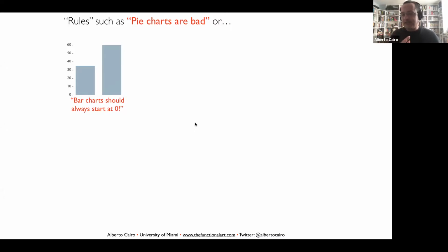But for example, let's take another one. Bar charts should always start at 0. That's something that I have written myself, right? That's a recommendation that I have given and that I still give. But I'm going to tell you why I still give that recommendation in just one minute. So how can we reason about this? Should bar charts start at 0 or should they not start at 0, right?